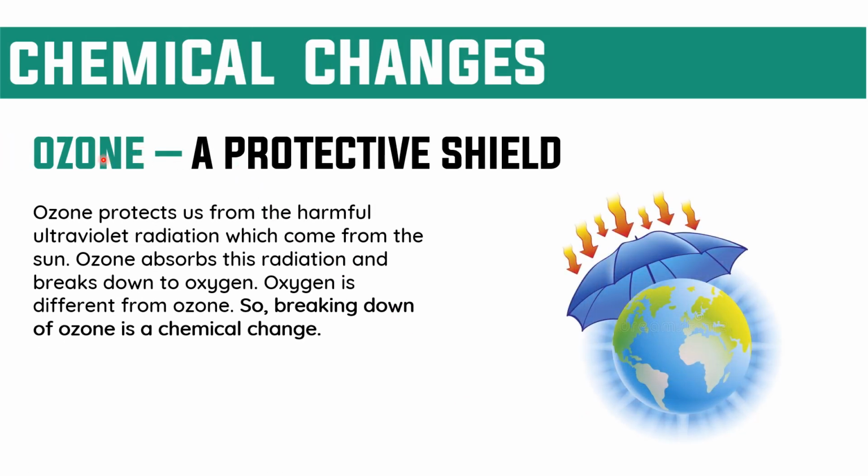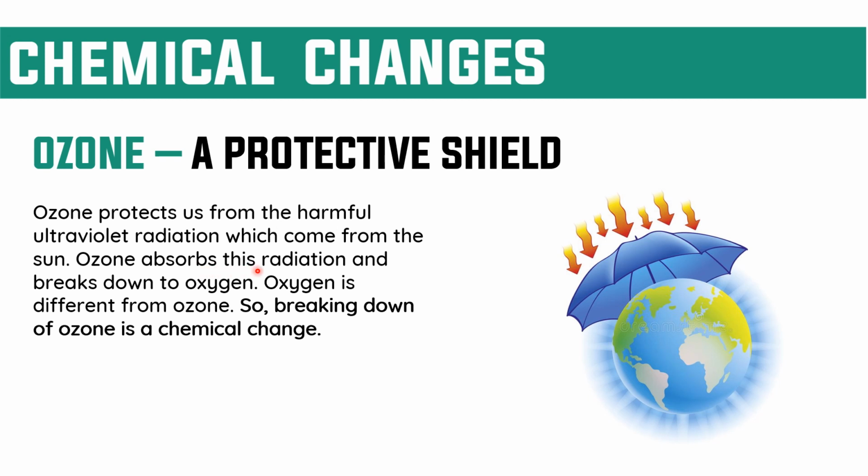Next is ozone. You know that it is a protective shield of Earth. In this picture, this ozone layer acts as an umbrella. See, ozone protects us from the harmful ultraviolet radiation which comes from the sun. You know that the sun radiates some energy as ultraviolet radiation, then infrared radiation. Many radiations are emitted from the sun, and some of these radiations are harmful to the earth. So this ozone layer protects us from this harmful radiation.